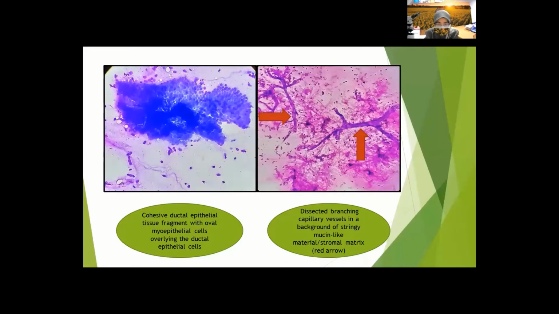So this is the other view. Even though it's not very cellular, this view shows cohesive ductal epithelial cells with overlying intermingled myoepithelial cells. It is quite thick and we cannot really appreciate it, but we can see the cells at the periphery. The other one is just to highlight the branching capillary blood vessels, and then the background of stromal matrix. It could be mucin, or background fibromyxoid material.